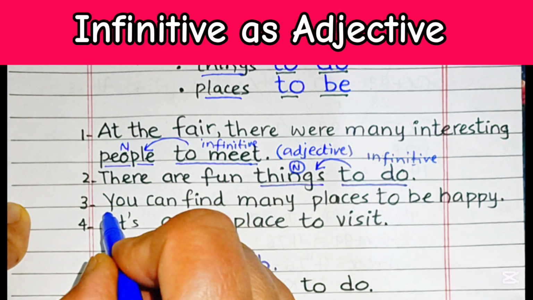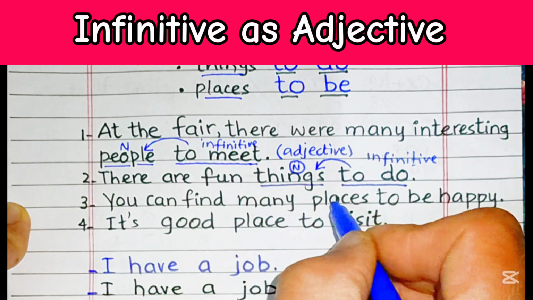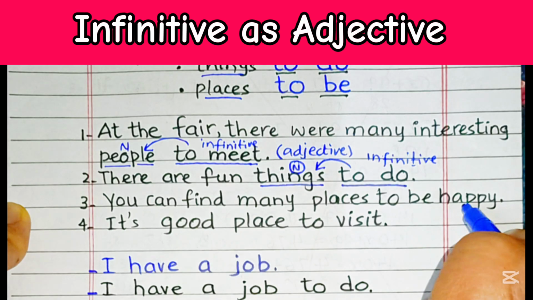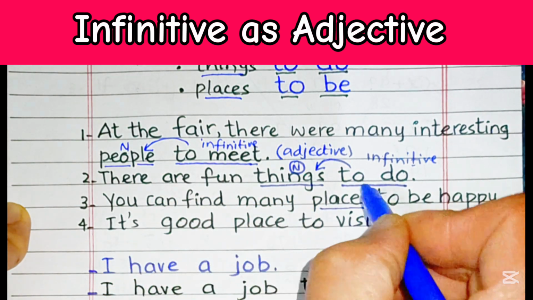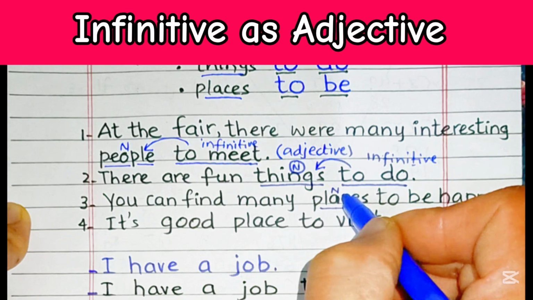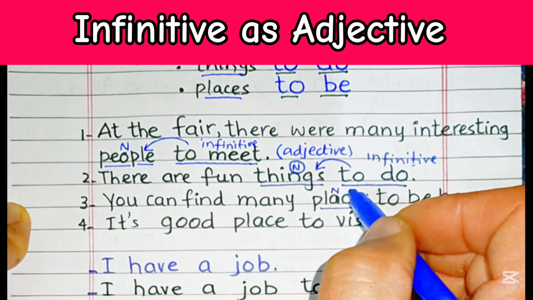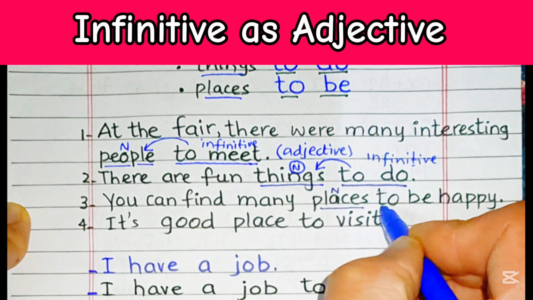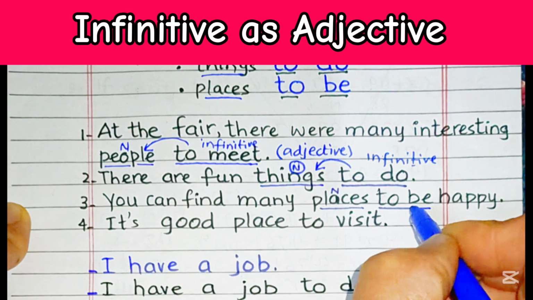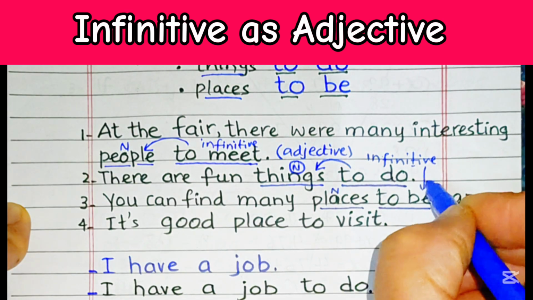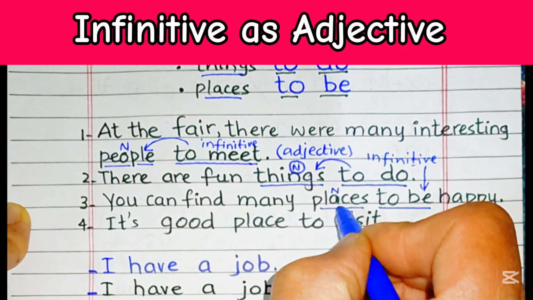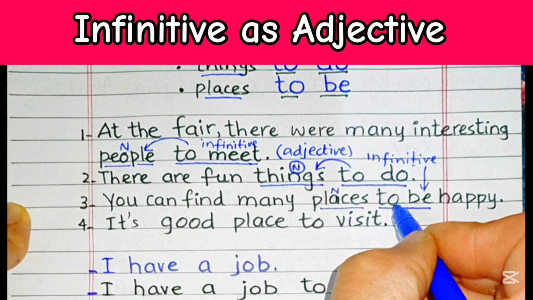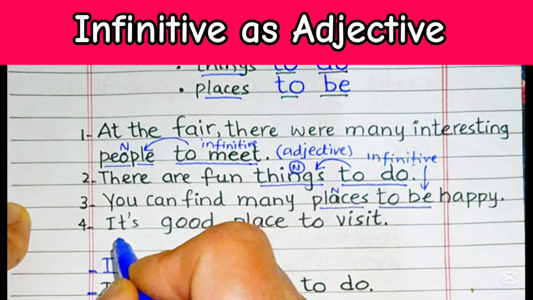Take another example. You can find many places to be happy. So you can find many places. Over here the word places is a noun, and it is being modified by the infinitive to be. So once it is modifying the word places, which is a noun, it is the use of infinitive as an adjective.